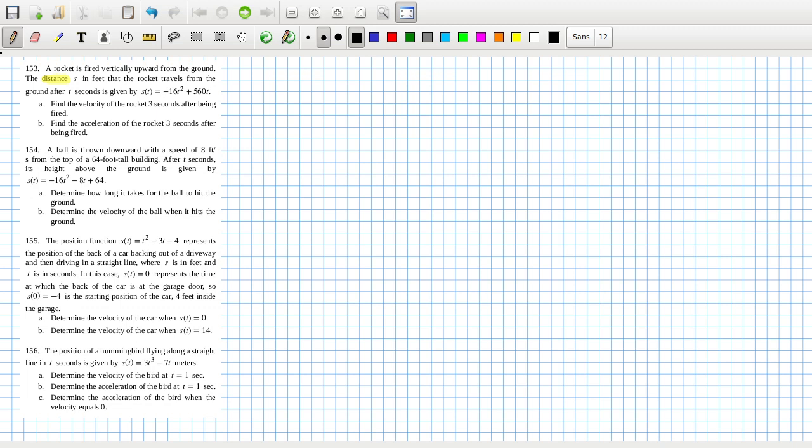So the velocity will be upwards. Let's calculate the derivative. V(t) equals minus 32t plus 560. So V(3) equals minus 32 times 3 plus 560. So that's 464. So it's 464 feet per second upwards.